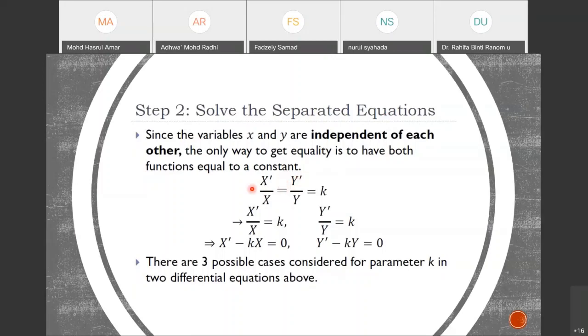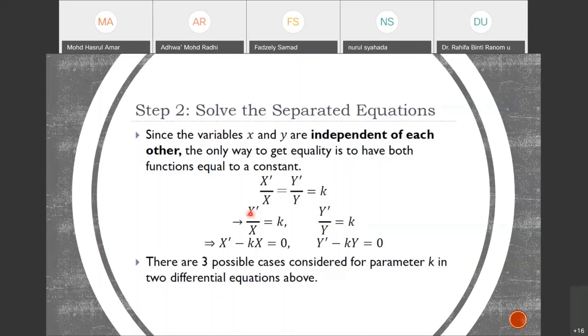Macam mana kita nak make sure that we conserve the equality? Equality X prime on X sama dengan Y prime on Y. We're going to let them equal to a constant k. Then X prime on X equals to k, Y prime on Y equals to k. Right? You don't change the equation, right? Because again, bila you combine this, is X prime on X equals to Y prime on Y.